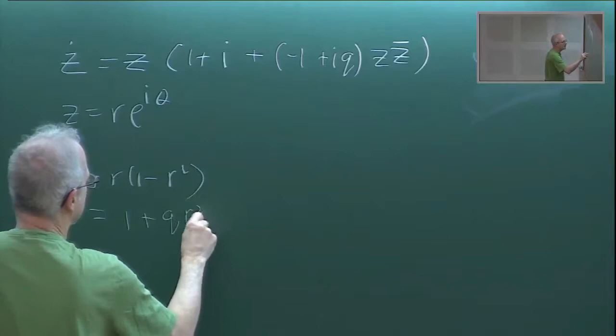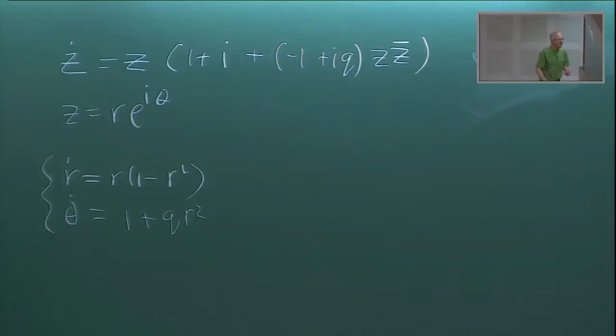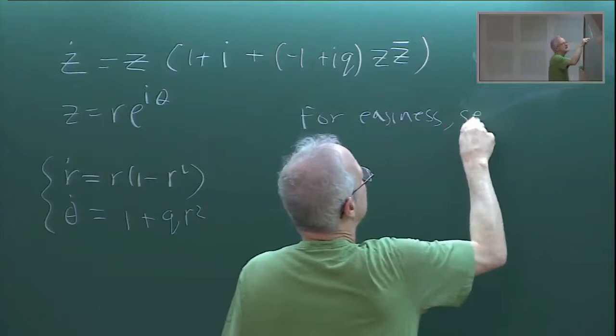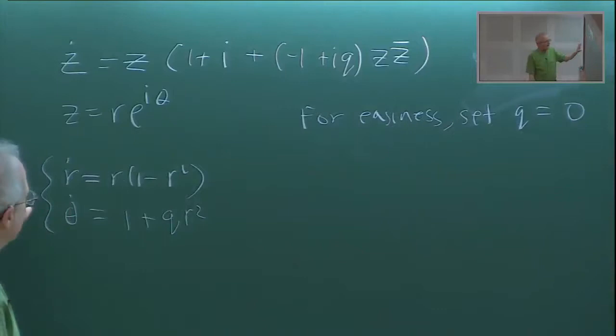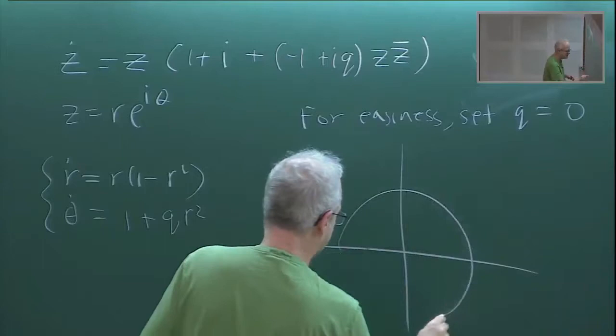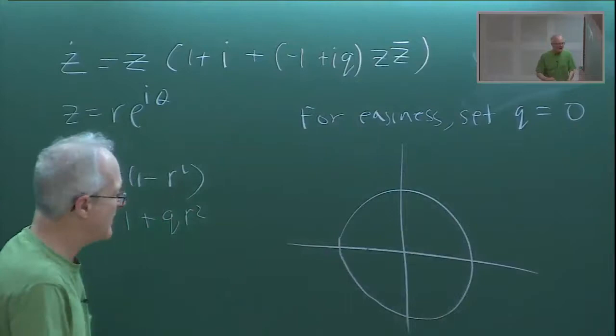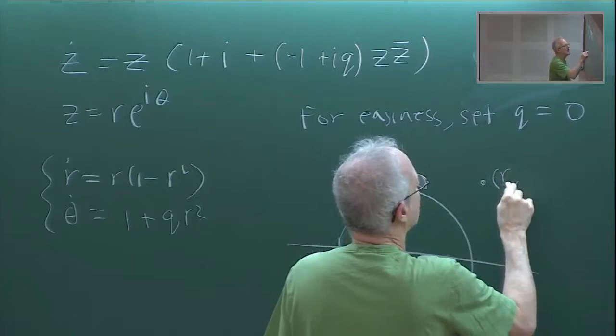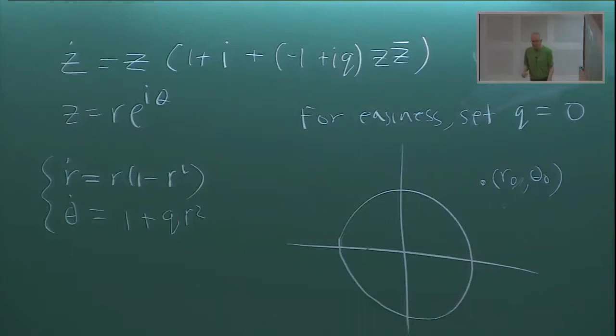Okay? So there's the polar form. And if we set q, for easiness, equal to zero, in any case, what's the limit cycle of this thing look like in rectangular coordinates? It's just the circle r equals 1, okay? And if we start with some arbitrary point in x, y space, I can define this in terms of r naught, theta naught, okay? I'll write down everything for q not 0, but I'll show you what the isochrones are for q equals 0, and what you would have to do to compute them for q not equal to zero.